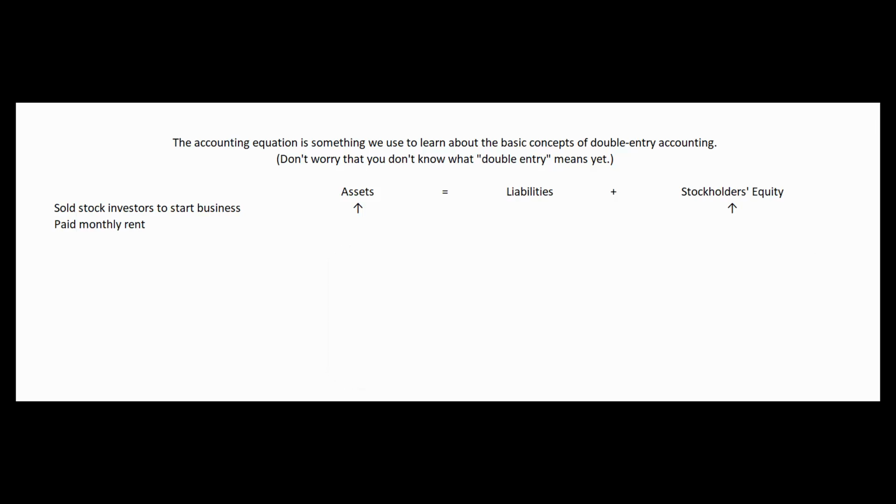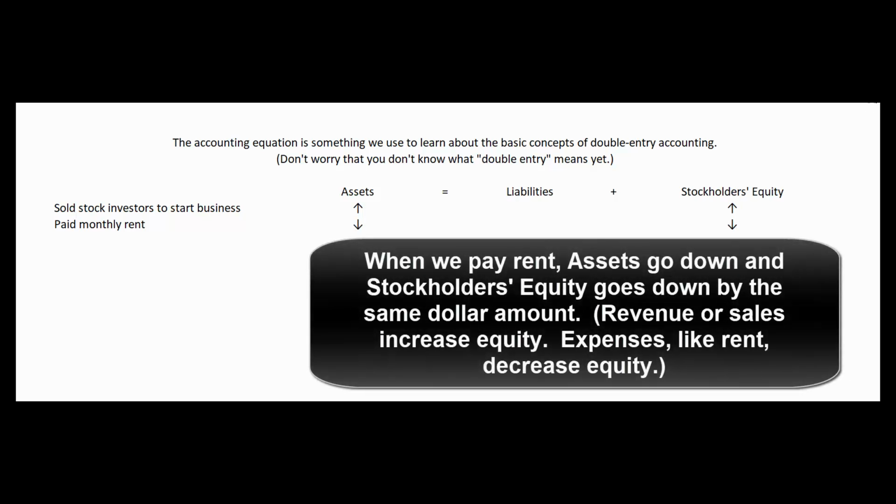Next, we cut a check. We pay cash for a monthly rent. What's happened to assets? And what's happening to stockholders' equity? They're both going down. Assets are going down because we have less cash. Stockholders' equity is going down because revenue, sales make owner's equity go up, and expenses make owner's equity go down. In this case, we call that owner's equity stockholders' equity.